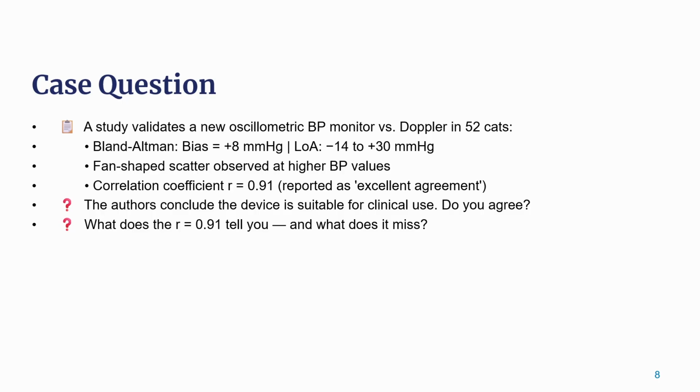That means for an individual cat, the oscillometric reading could be anywhere from 14 millimeters mercury below to 30 millimeters mercury above the Doppler value. In a cat where you're deciding whether to start antihypertensive therapy, a 44 millimeter mercury range of possible disagreement is clinically unacceptable. The fan-shaped scatter makes things worse. The disagreement grows at higher blood pressure values, which are exactly the values where clinical decisions are being made.